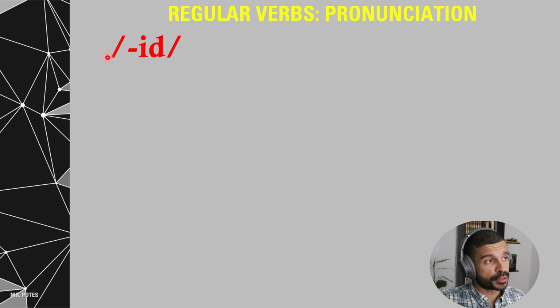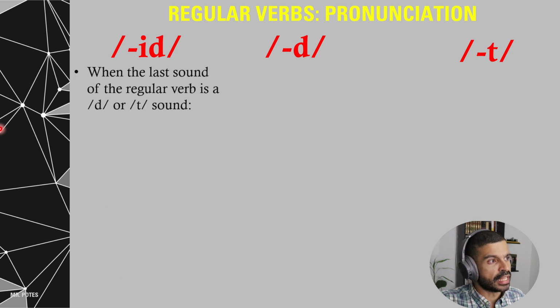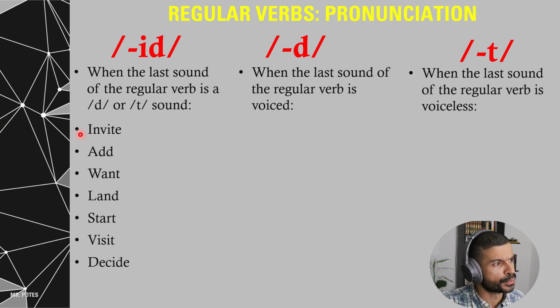Here, I'm going to explain the most important rule, the one that I mentioned. So these are the three ending sounds when we pronounce regular verbs in past. When the last sound of the regular verb is a d or t sound, for example, when we say invite, listen carefully to the last sound. Invite. What is the last sound?